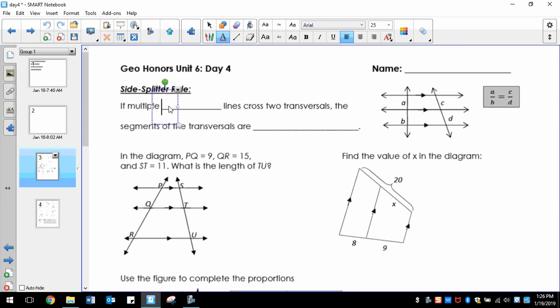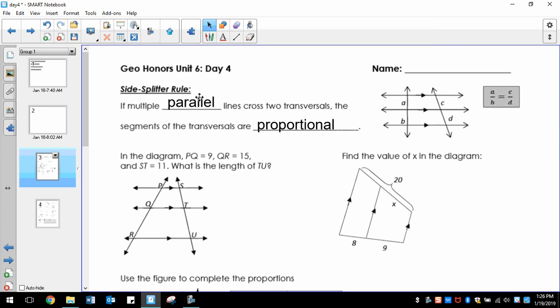It says that if multiple parallel lines cross two transversals, the segments of the transversals are proportional. The picture that I had over here illustrates that. So it has to be multiple parallel lines, which means more than two. So we're usually going to have three. They need to be either clearly marked or have angle relationships that show that they're parallel.